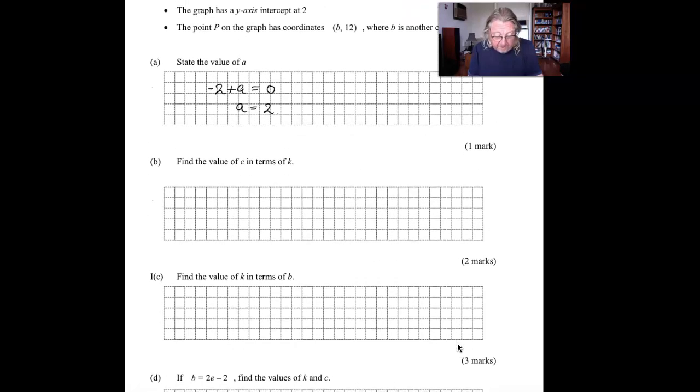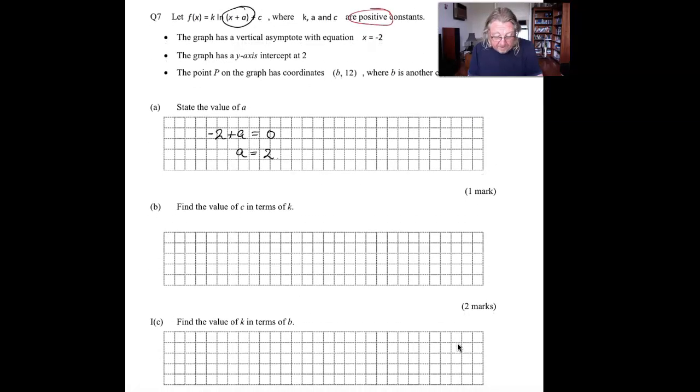Find the value of c in terms of k. So we're not solving k yet, we want to find out what c is. Well, what other information do we have? We know that the y value is 2 when x is equal to 0. Okay. Well, let's rewrite the function with what we've got now. We know that the function f(x) is k log(x + 2) + c from part A.